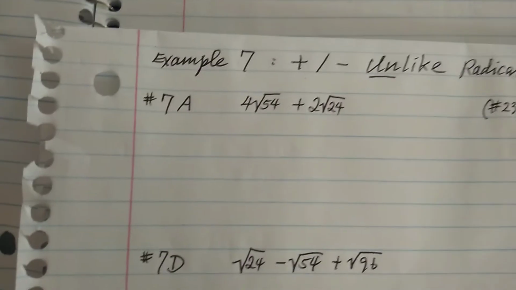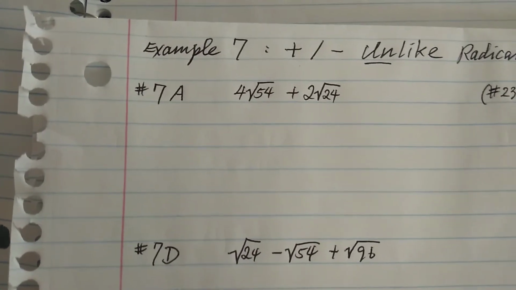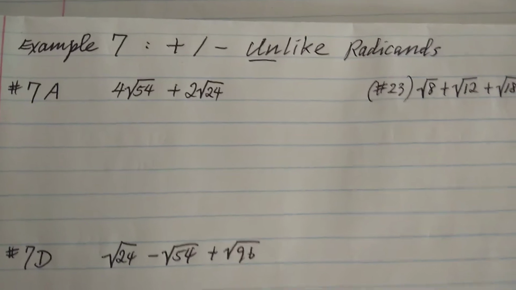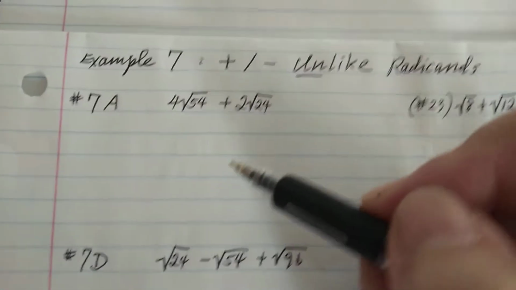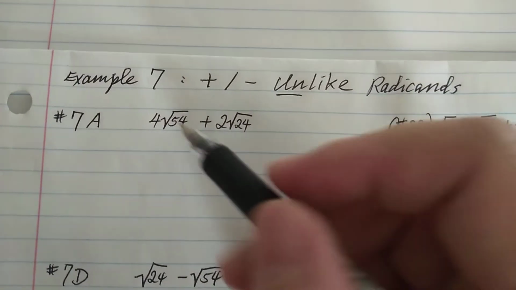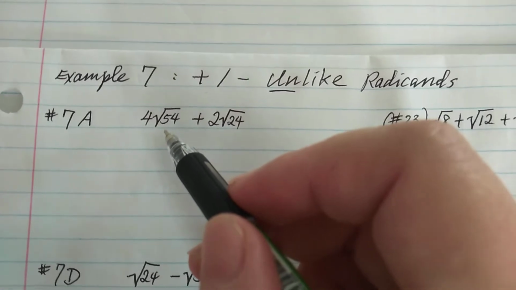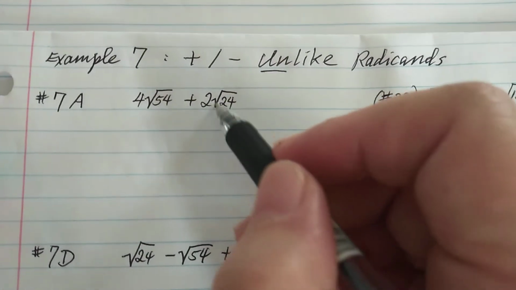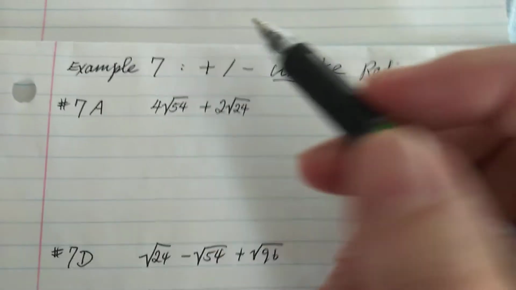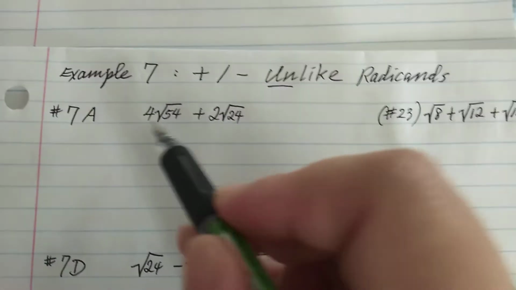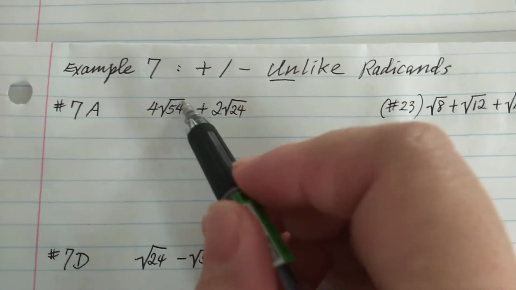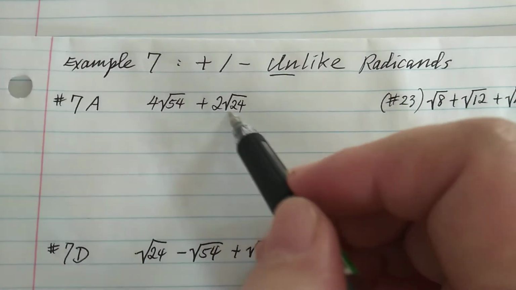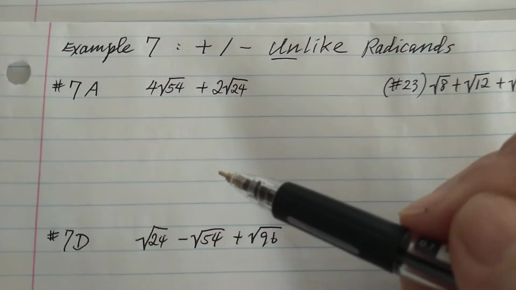Okay, here we are. We are going to do example 7, adding and subtracting unlike radicals. Earlier we had added and subtracted expressions that had similar or like radicals, where the numbers inside the radical sign were the same. Now when we look at these questions, they also have radical expressions, but the two numbers inside the radical sign are not the same anymore.